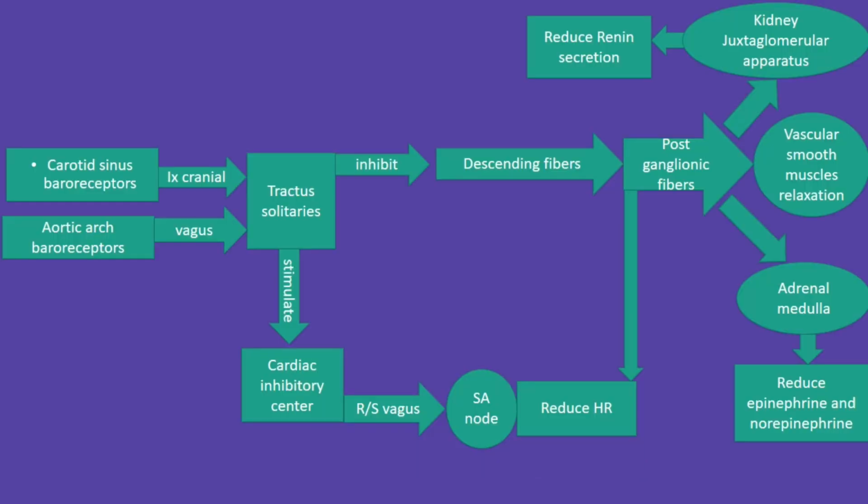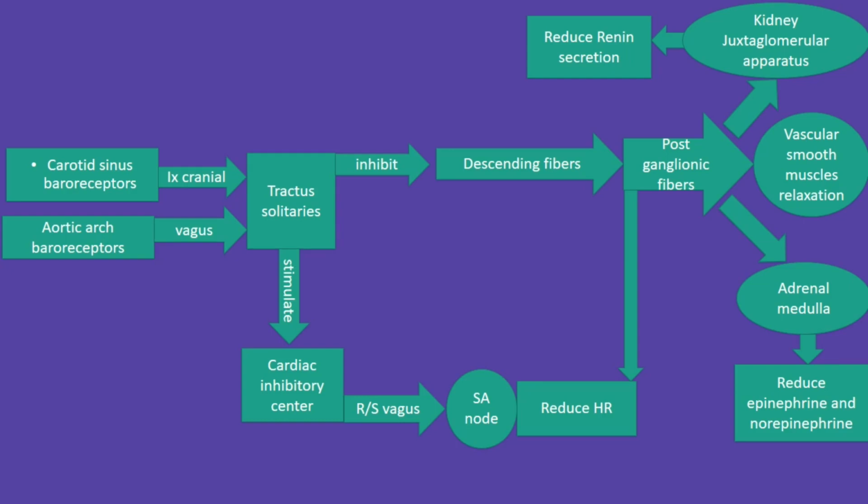When blood pressure increases, baroreceptors in the carotid sinus and aortic arch are stimulated. These signals are transmitted to the nucleus tractus solitarius in the brainstem via the 9th cranial nerve from the carotid sinus and via the vagus nerve from the aortic arch. In the nucleus tractus solitarius, these signals inhibit the descending efferent sympathetic fibers, leading to relaxation of vessel walls and a subsequent reduction in blood pressure.